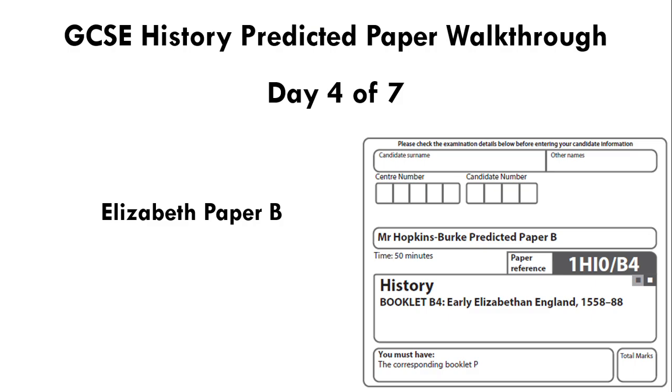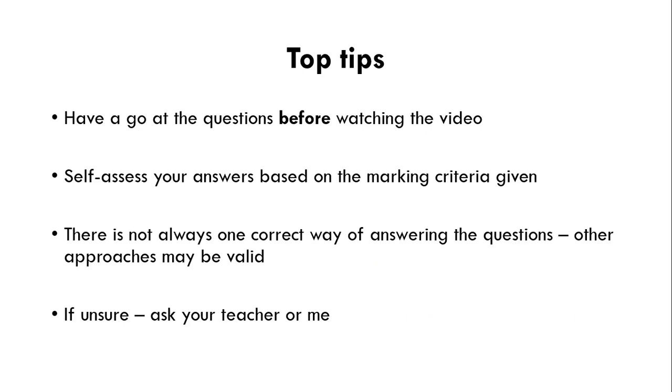Welcome to this GCSE History Predicted Paper Walkthrough, Day 4 of 7. This is for Elizabeth Predicted Paper B. Hopefully you have watched the American West A and B walkthroughs and the Elizabeth A walkthrough. Top tips haven't changed from them.